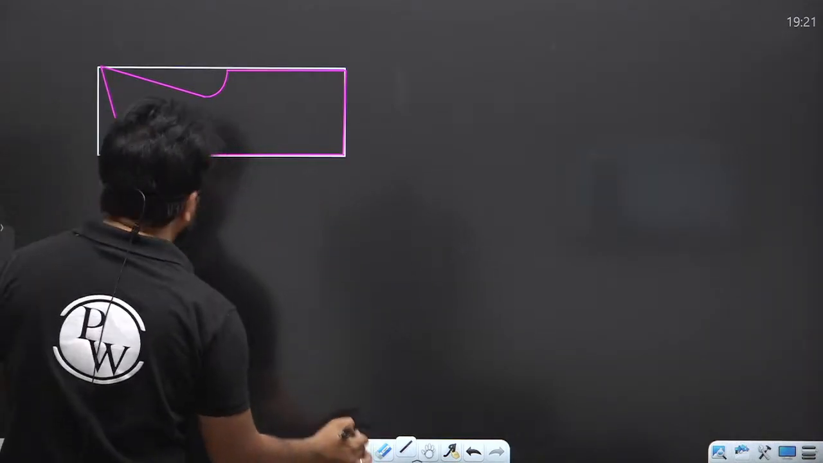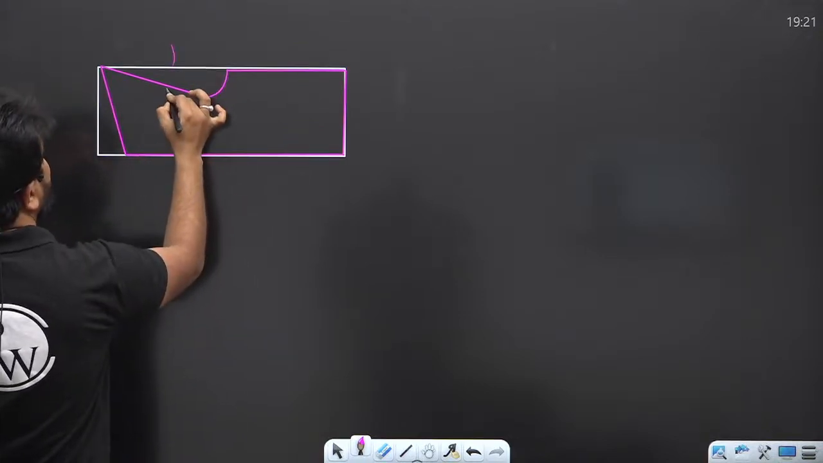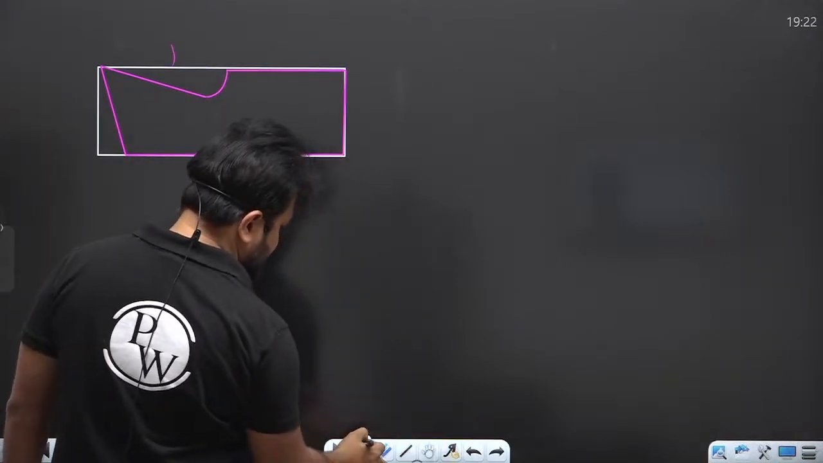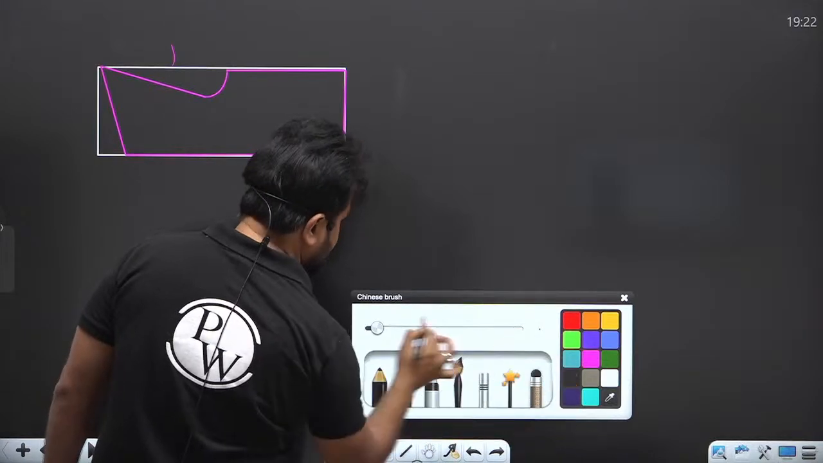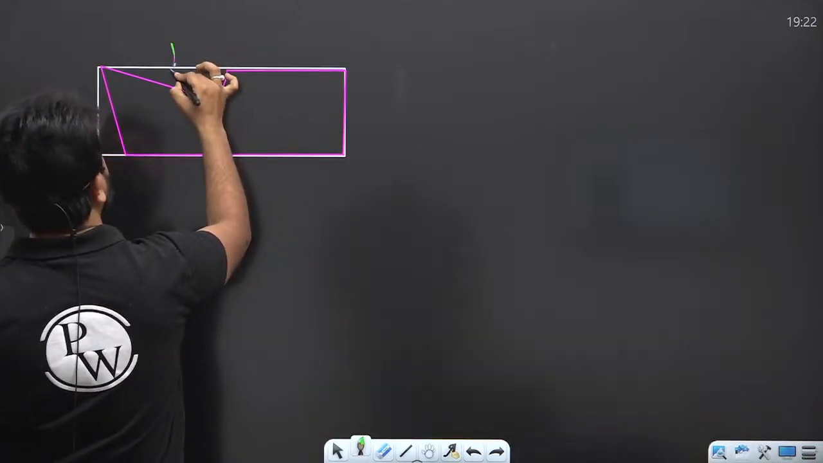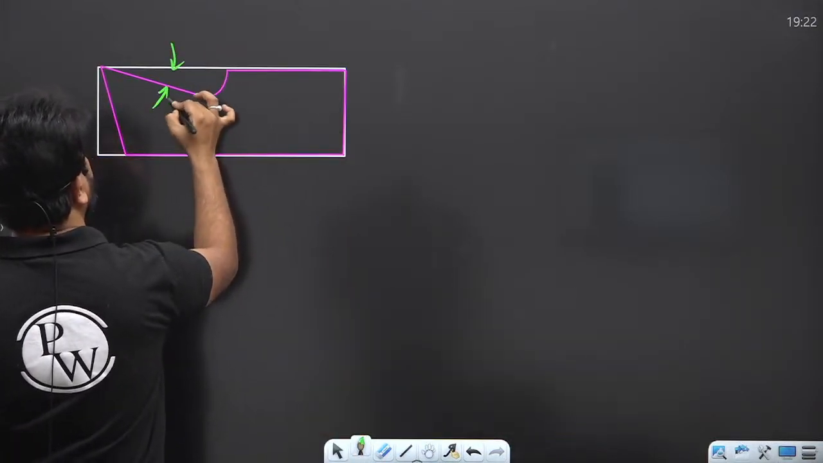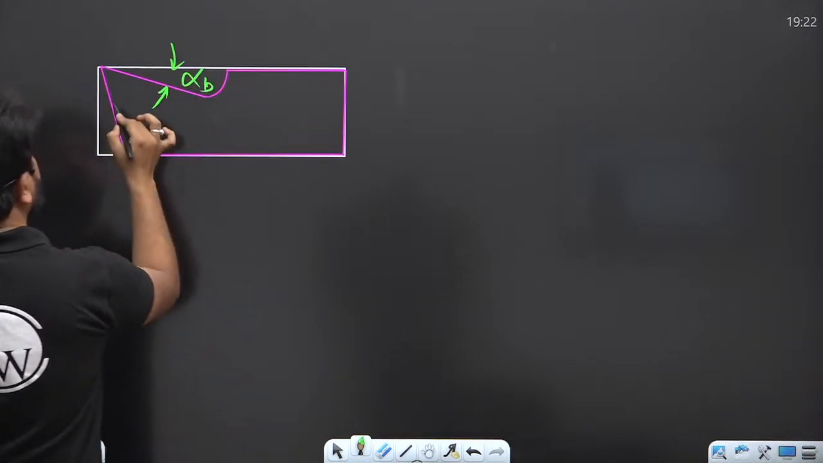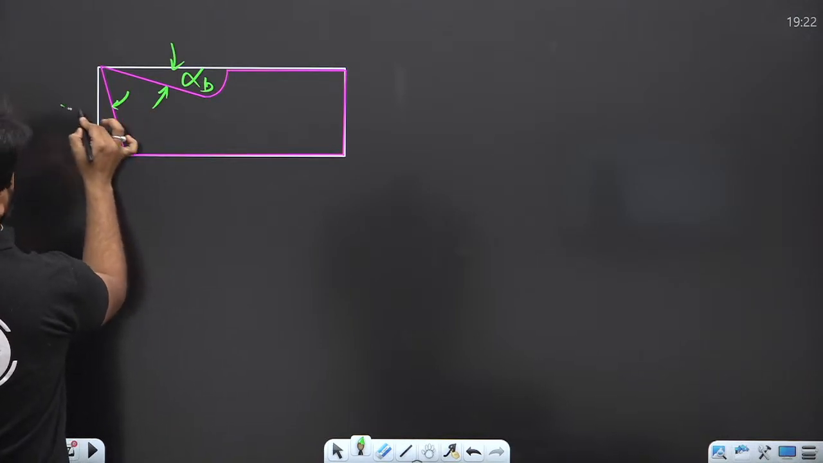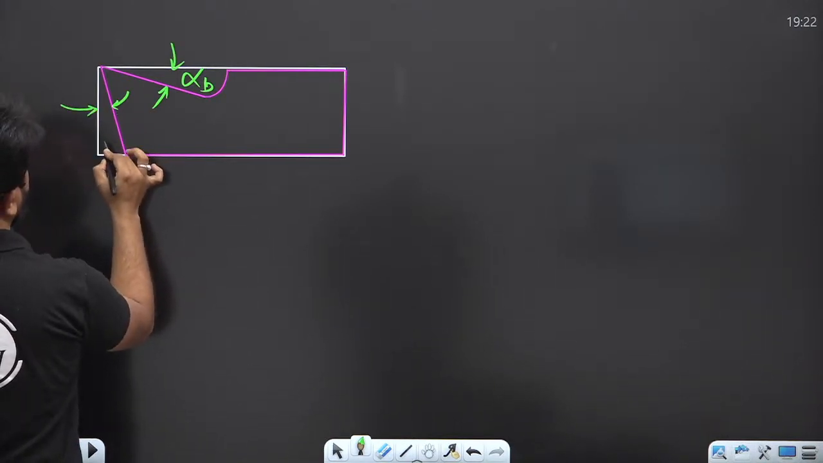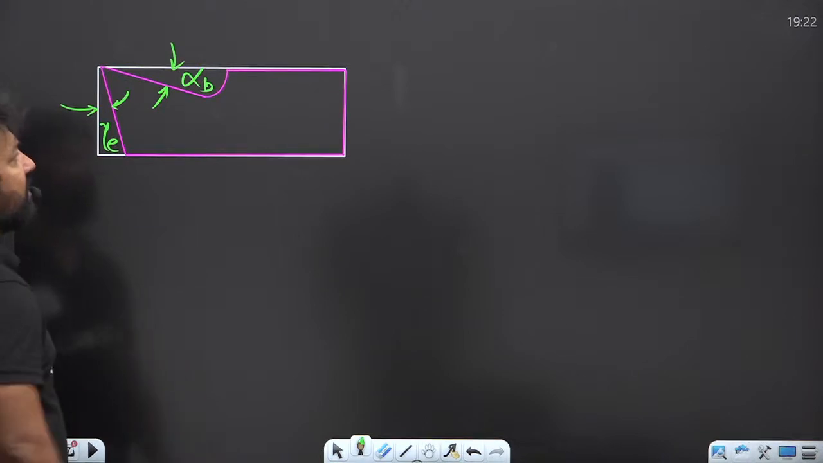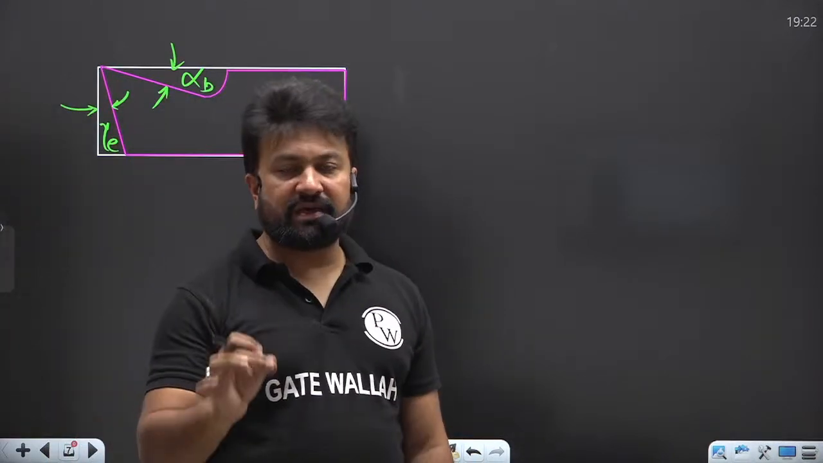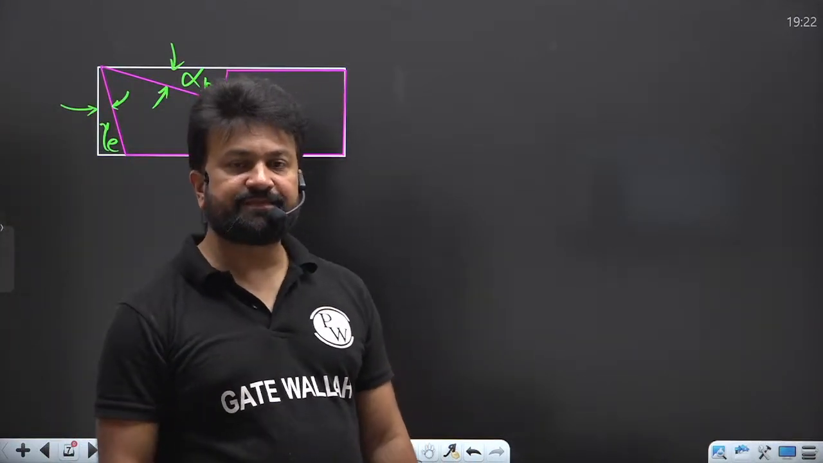So whenever you see the inclination of the rake surface in this plane, it is known as back rake angle. The inclination of end flank, it is known as what? It is end relief angle. I hope these two angles are crystal clear to you.